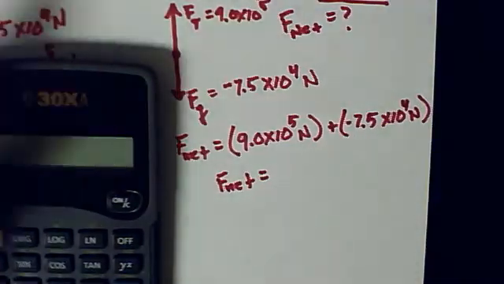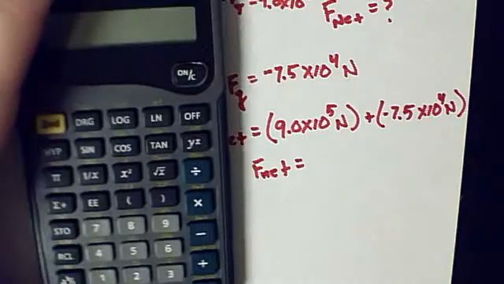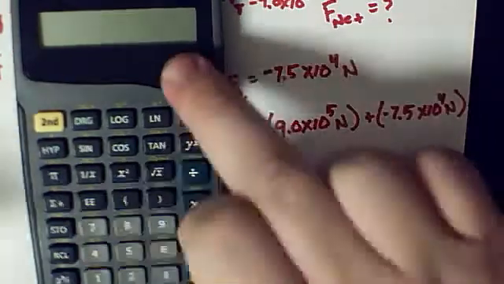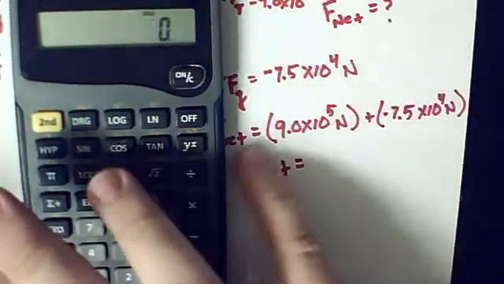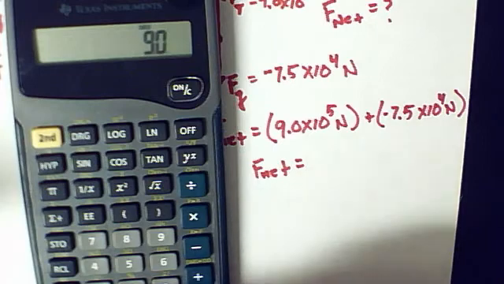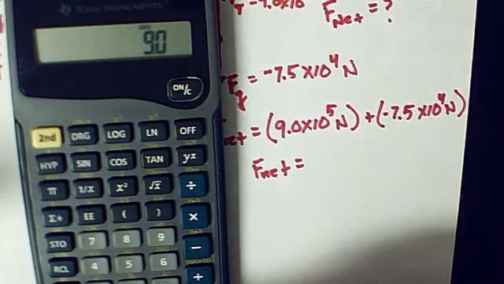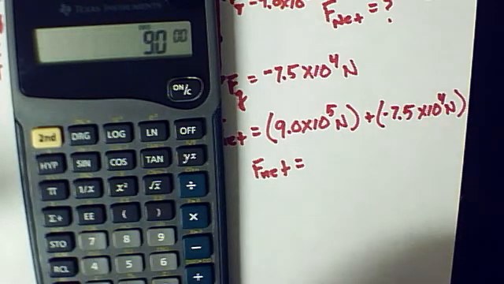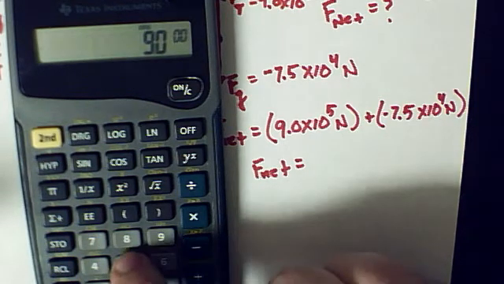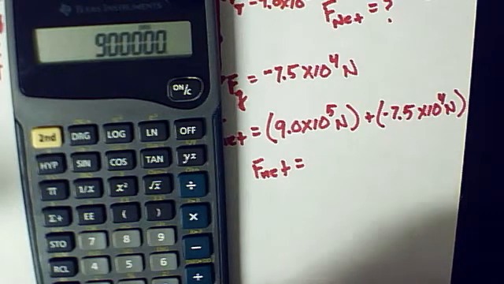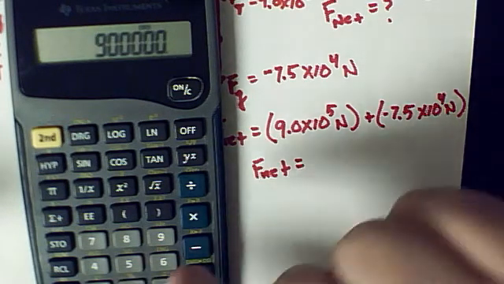Now this is where it gets tricky, because plugging this into the calculator is where people make their mistakes most of the time. So we're going to look at this. We're going to do 9.0, do not hit times 10. We're going to use this button, the double E, and that gives us the exponents, so that's times 10 to the 5th.